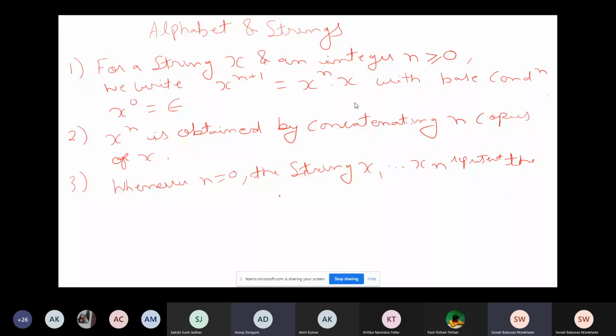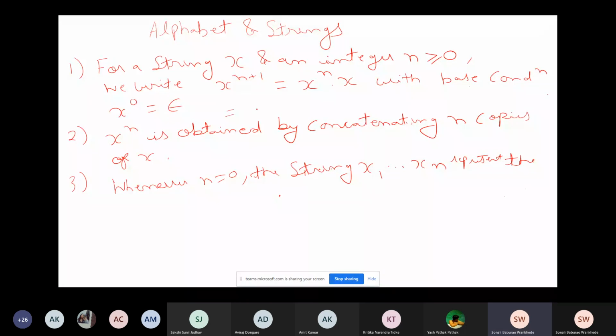And what if the given expression is x raised to n plus 2? Yes, ma'am. Okay, so in that case, what you can do is see here.